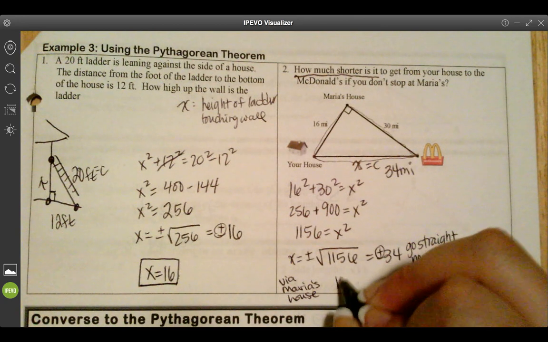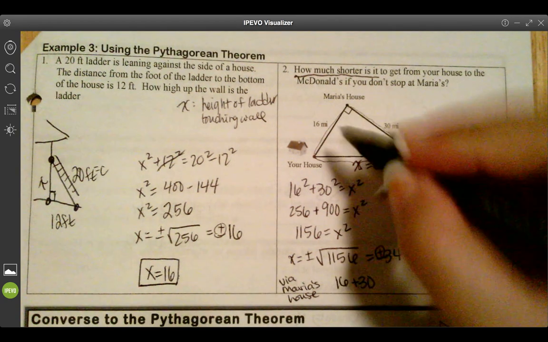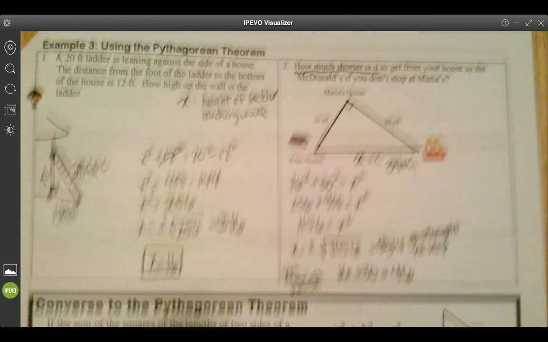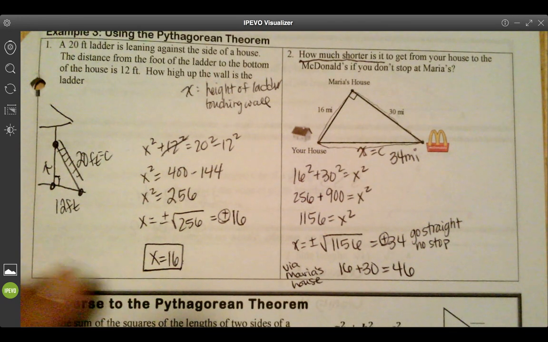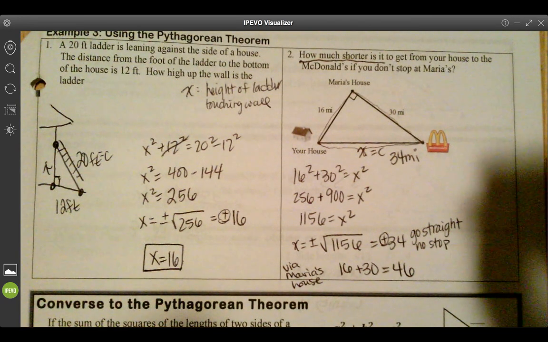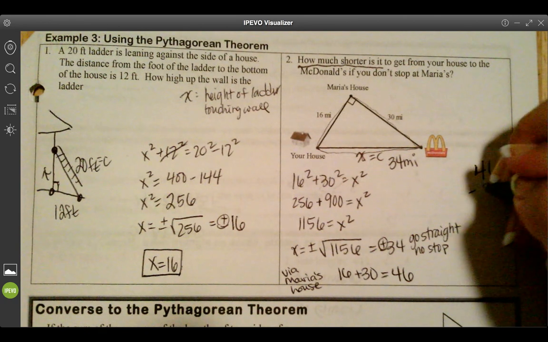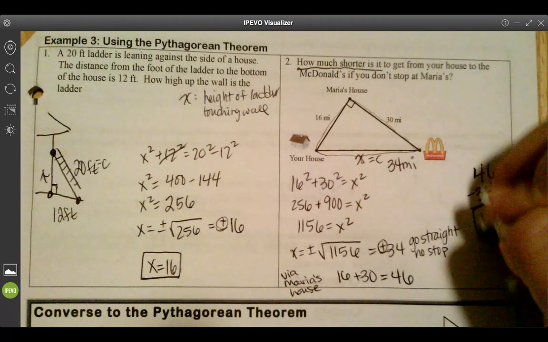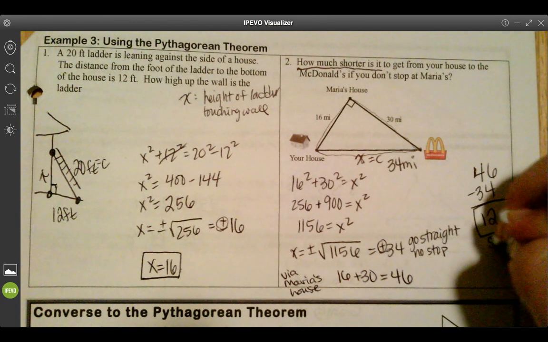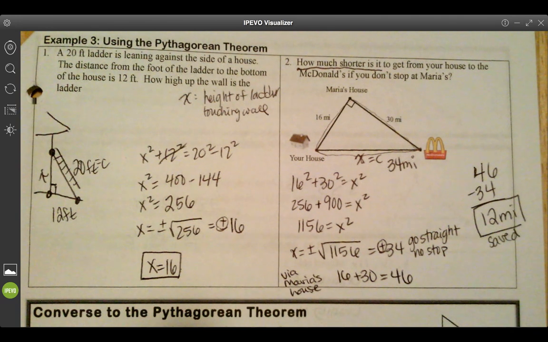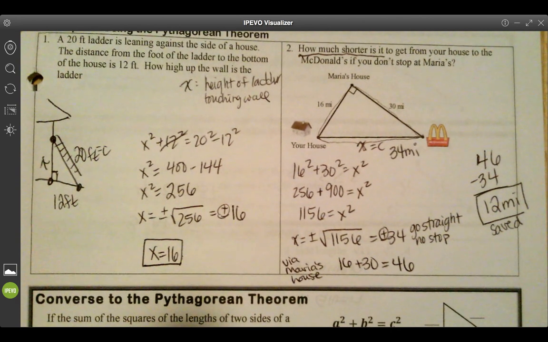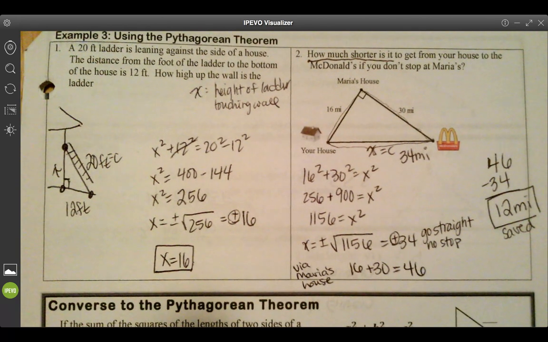To get to McDonald's via Maria's house would be 16 plus 30. I've got to go to Maria's house and then to McDonald's. That gives me 46 miles. So how much distance do I save by not stopping at Maria's house? That would be 46 minus 34. It saves me 12 miles if I walk straight there instead of stopping. So I could say, hey, Maria, meet me there.